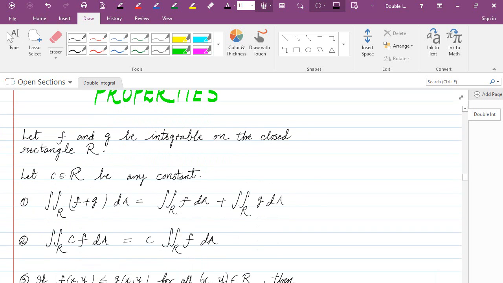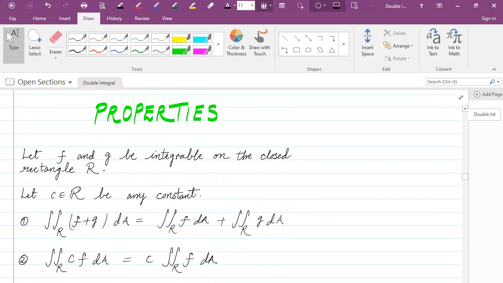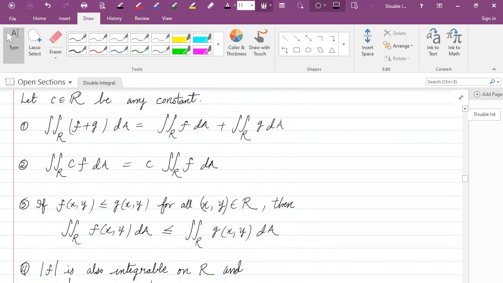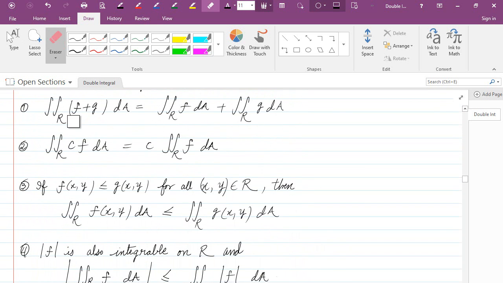Now, some properties of the double integral are the following. Let's say that f and g are integrable on the closed rectangle R, and let c be a constant. Then the double integral of f plus g over R is the same as the double integral of f over R plus the double integral of g over R.